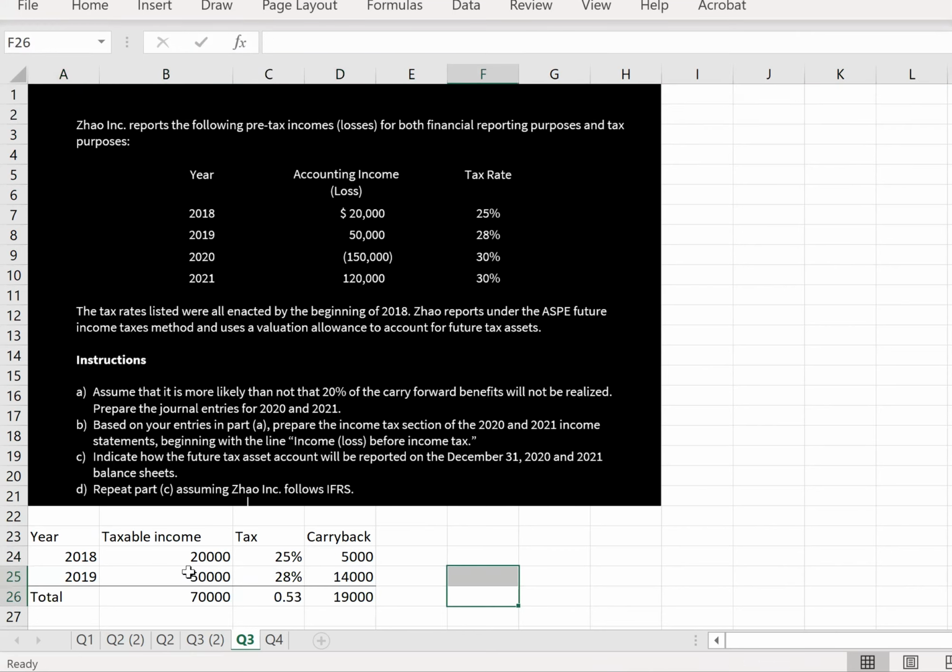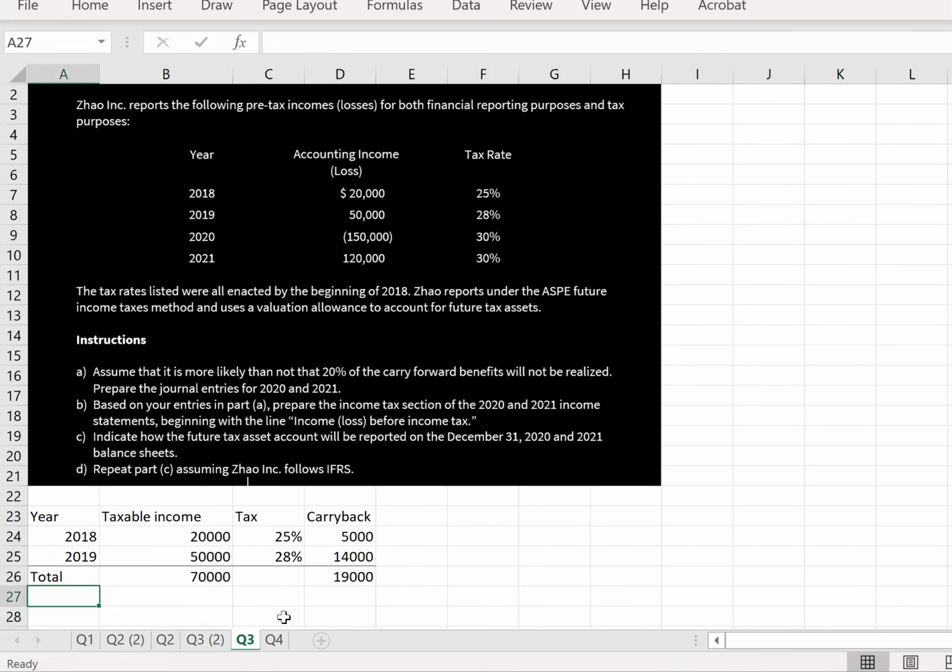So we've got taxable income. These are the 2 years here, 2018, 2019. That's what we can carry back, $70,000 of taxable income. Once we multiply that by the tax rate, we can get $19,000 of a carryback. So that's going to use, so we still have an amount left.